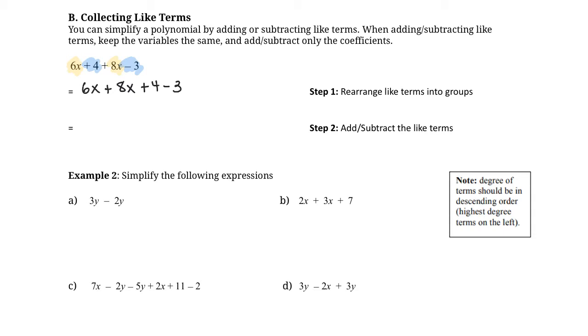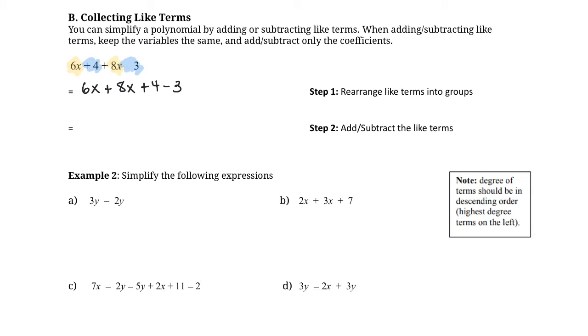So you can only put together things that are like. So that means I can only add together the 6x and the 8x because those are like terms. And I can only put together the 4 and the 3 because those are like terms.